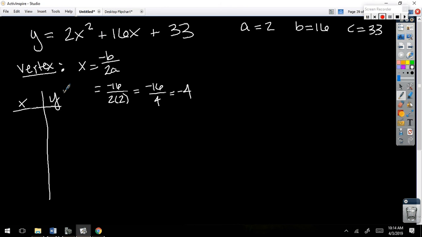My hair's in my eyes. It's tragic. All right, so -4. The middle one being vertex. Okay. Now it's just a matter of plug and chug.